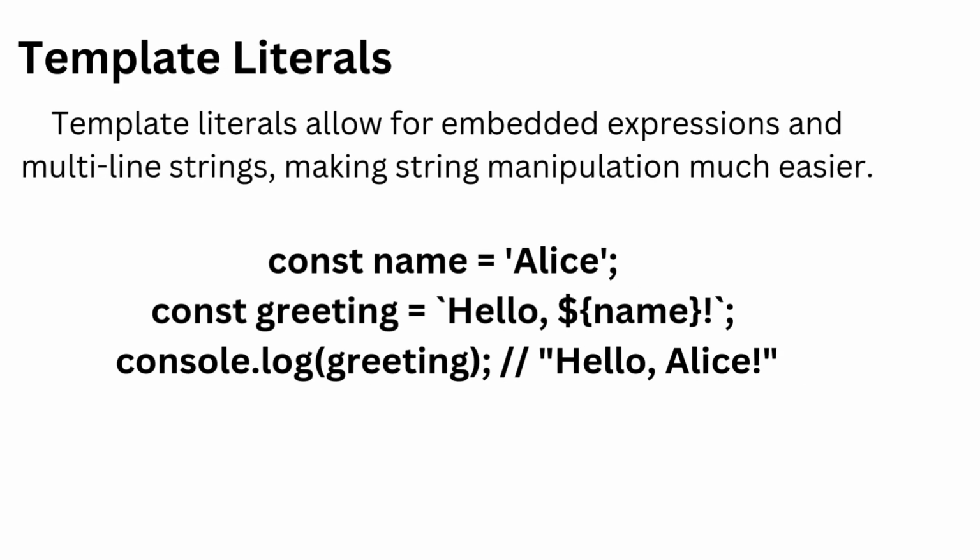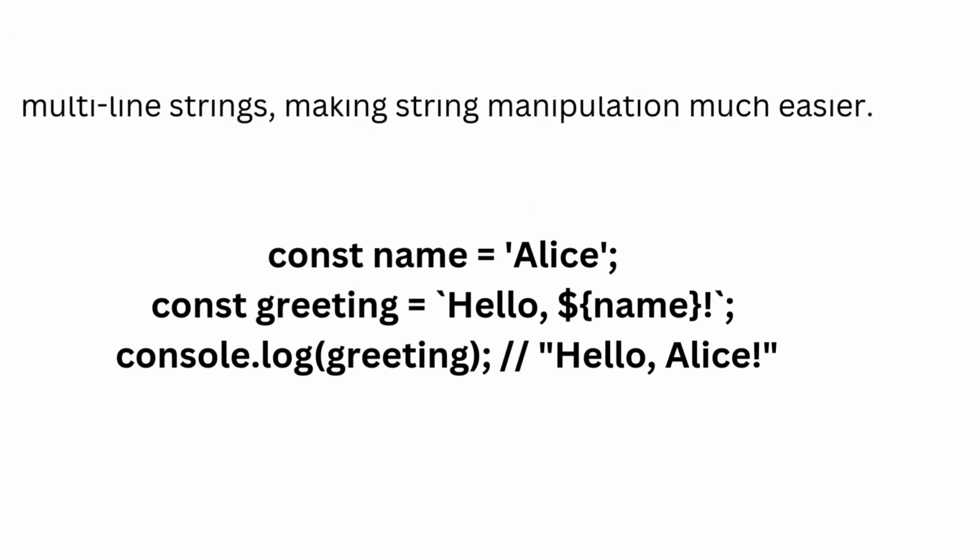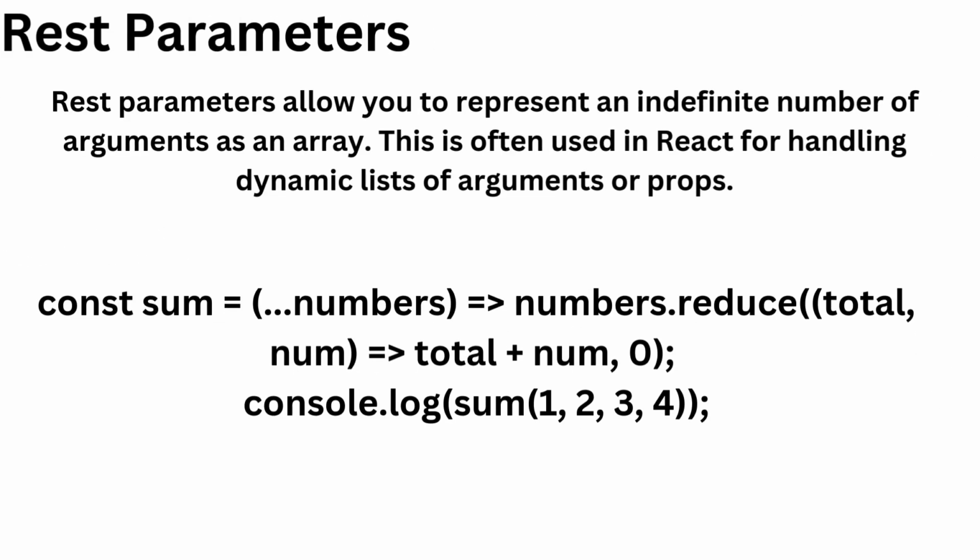Template literals. Template literals allow for embedded expressions and multi-line strings, making string manipulation much easier. In React, template literals are often used to build dynamic JSX. Basic example. Rest parameters. Rest parameters allow you to represent an indefinite number of arguments as an array. This is often used in React for handling dynamic lists of arguments or props. Basic example.